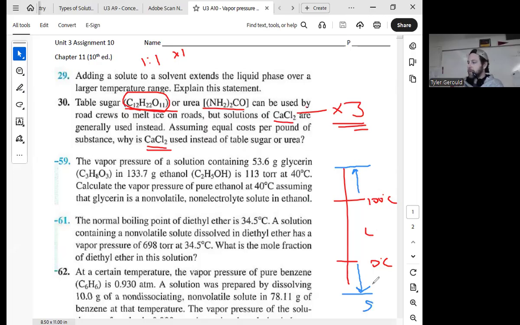Here's your solid, and there's your liquid range lowering. So let's say this goes down to -5 degrees Celsius. That ice is going to melt at -5 then instead of 0 degrees Celsius. So in colder temperatures, there's less likely to be ice on the roads.